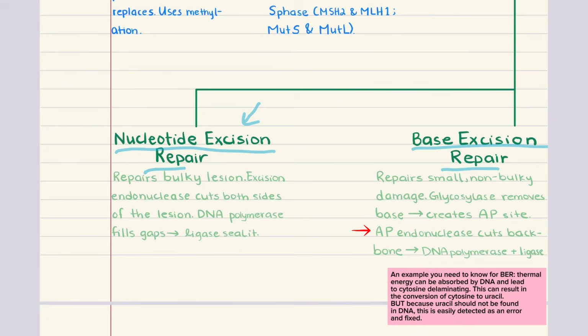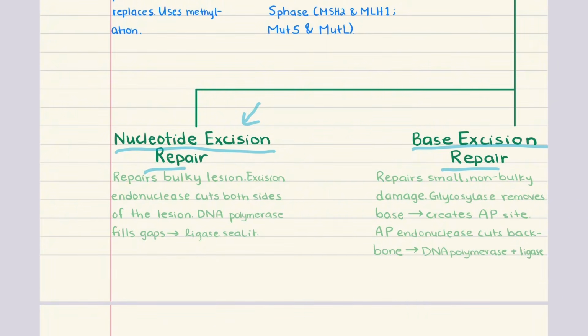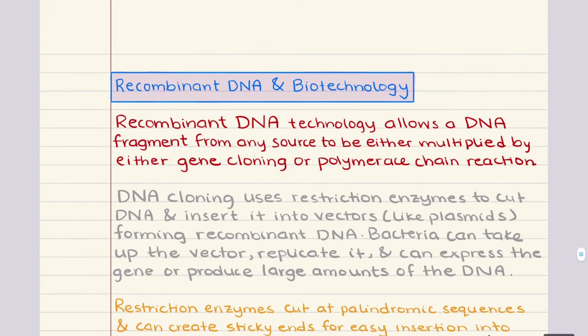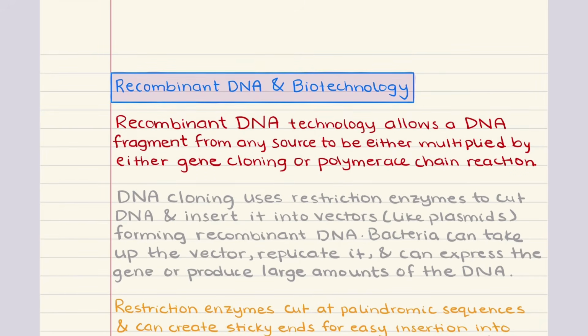An AP endonuclease then cuts the backbone at that site, and DNA polymerase and ligase come in afterwards to fill and seal the gap. With that, we'll move into our last and final objective for this chapter: recombinant DNA and biotechnology. Recombinant DNA technology gives us the ability to take a DNA fragment from any source, whether human, bacterial, or viral, and amplify it, study it in the lab.